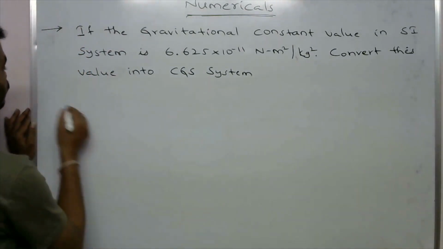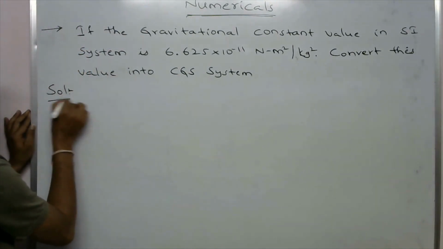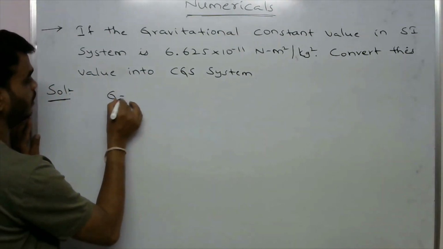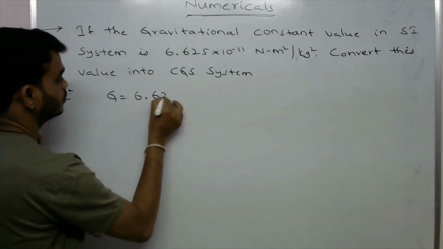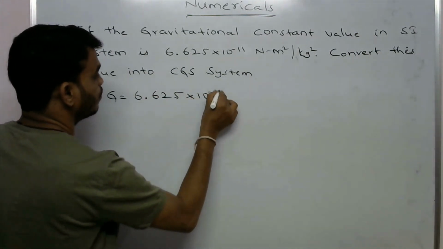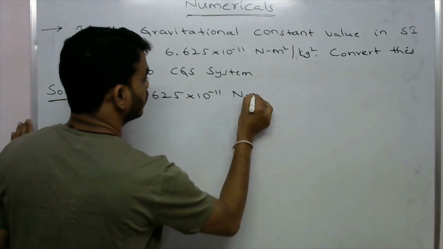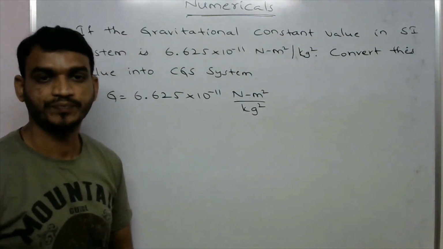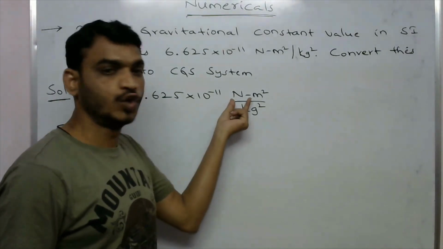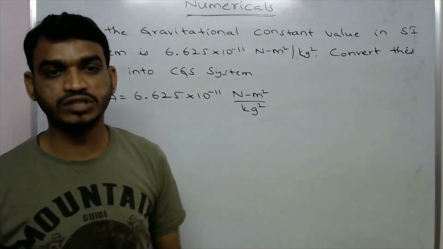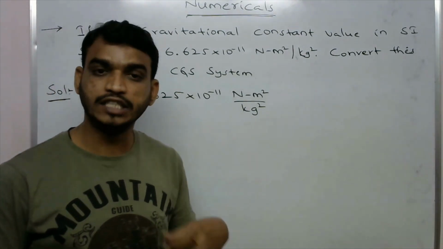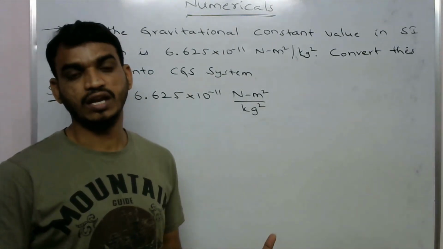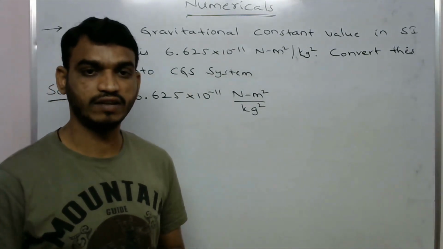Okay. So now, the solution for this one is: the gravitational constant G is equal to 6.625 into 10 to the power of minus 11 Newton meter square per kg square. This is in the SI system. But here Newton is the unit for force. Force is nothing but mass into acceleration. So mass is in kg, acceleration is in meter per second square.